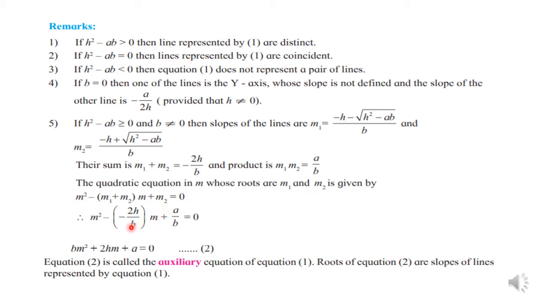I am going to so much detail so that you will remember these concepts. Then, so we get m square minus, now m1 plus m2 is minus 2h upon b, substituting that over here. Similarly, the last term m1 into m2 is a upon b is equal to 0. Thus, simplifying this further, we get bm square plus 2hm plus a is equal to 0. Now this equation is called the auxiliary equation of equation 1. What was equation 1? It was ax square plus 2hxy plus by square is equal to 0. So this particular equation is called the auxiliary equation of that equation.